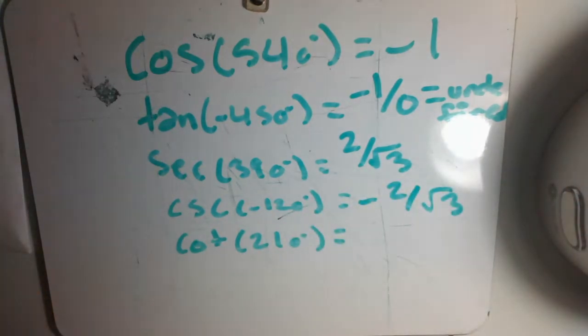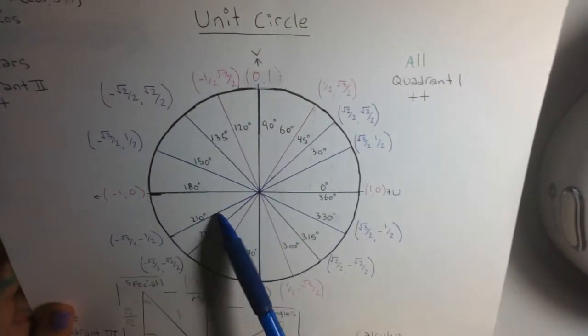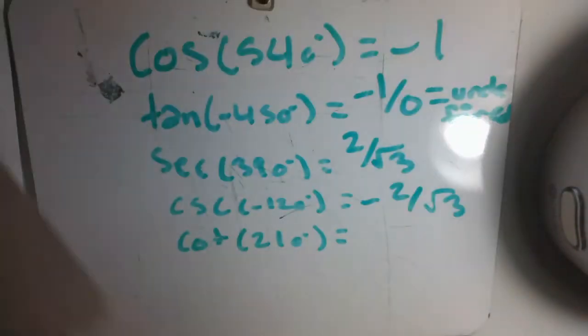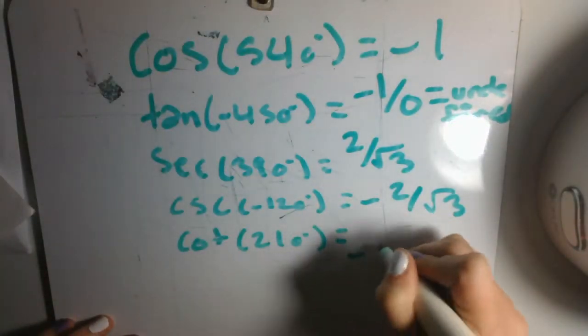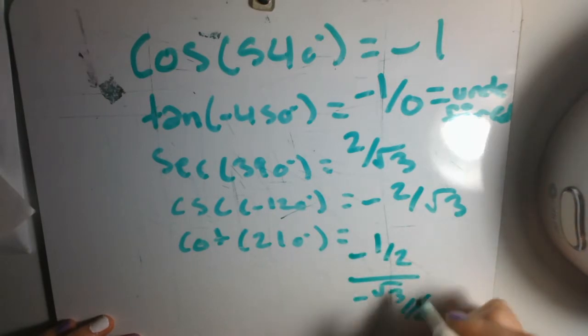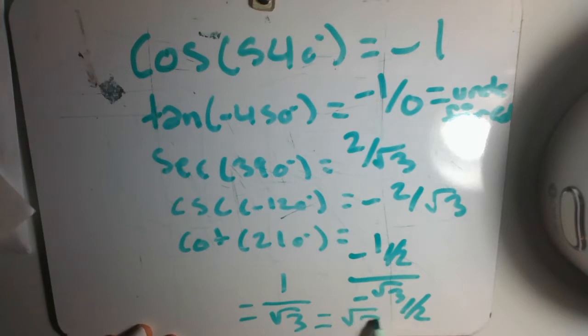Cotangent of 210. 210 is over here, so then you do -1/2 over -√3/2. And again, you can cancel out the 1/2, so you're left with positive 1 over root 3, but it's cotangent, so you flip it around to positive root 3. And positive root 3 is your answer.